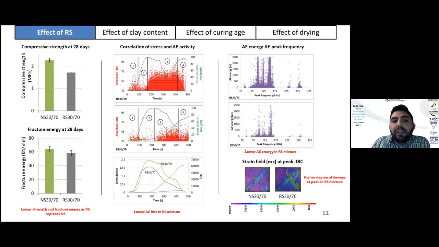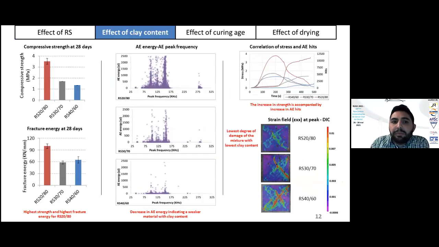Finally, with the digital image correlation, the lower strength, lower fracture energy, lower acoustic emission hits, and lower acoustic emission energy were reflected by a higher degree of damage at peak of the recycled sand mixture.